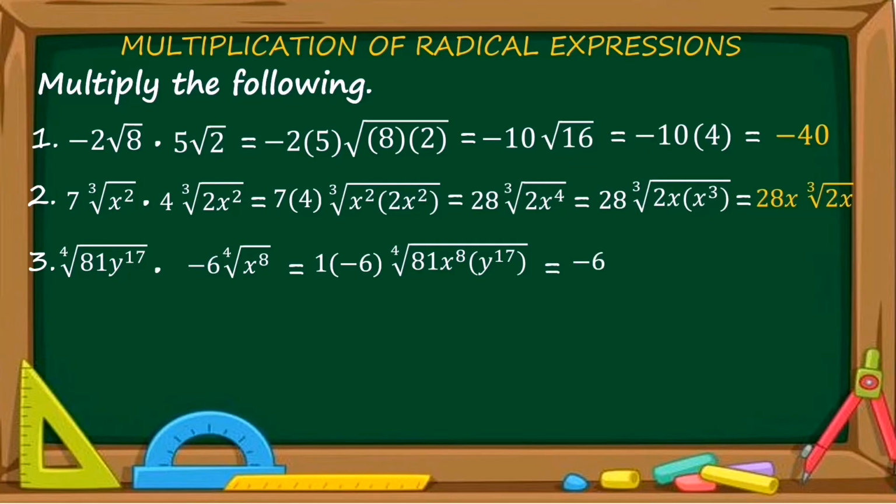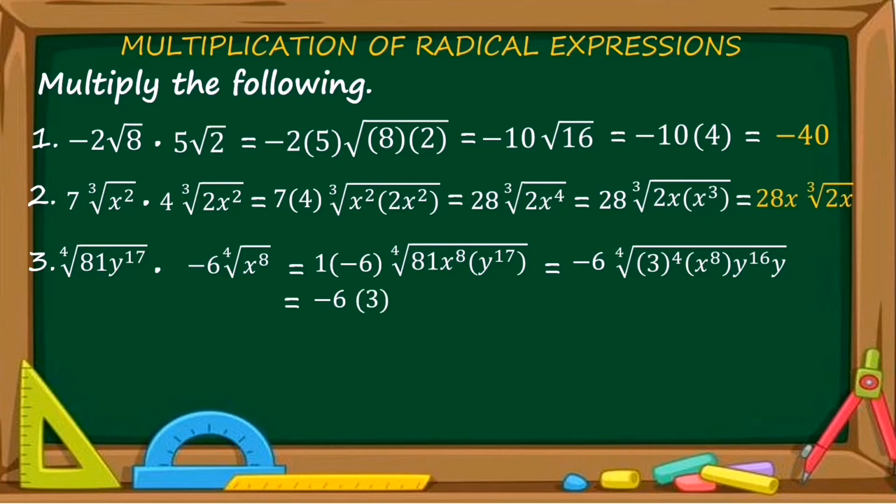And then the factored form of the radicals is the fourth root of 3 raised to 4, x raised to 8, y raised to 16 times y. 3 raised to 4 is the exponential form of 81. And then y raised to 16 times y are the factors of y raised to 17. So that is equal to negative 6. The fourth root of 3 raised to 4 is equal to 3.